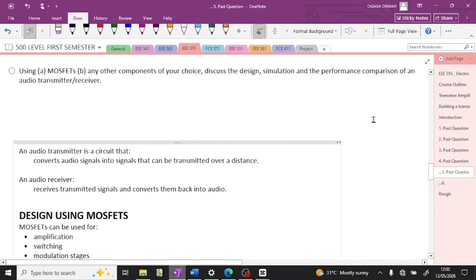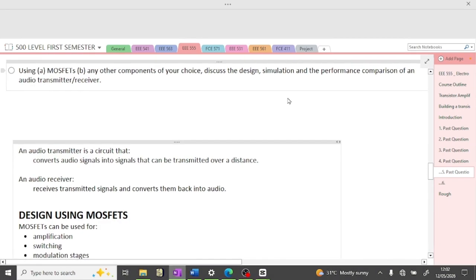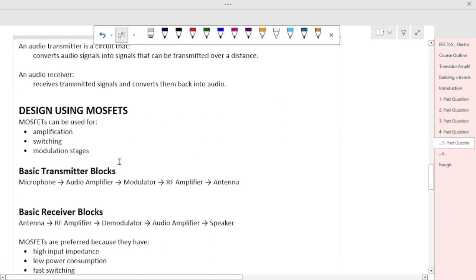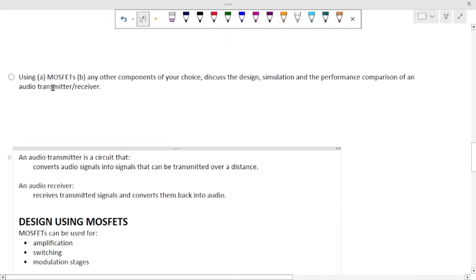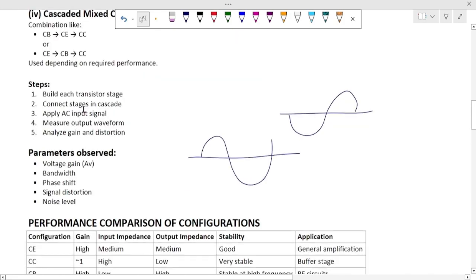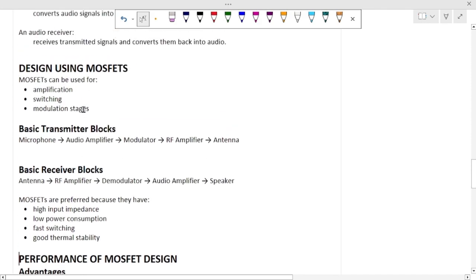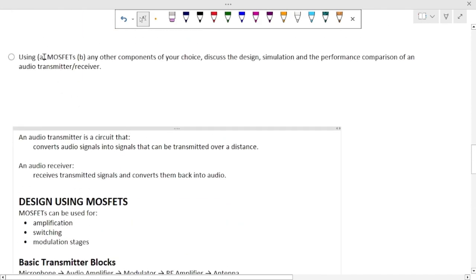All right, so this is the second part of question 5. Question 5 has two parts. We have done the first part. This is the second part of question 5, and it says: using A, MOSFET, B, any other component.